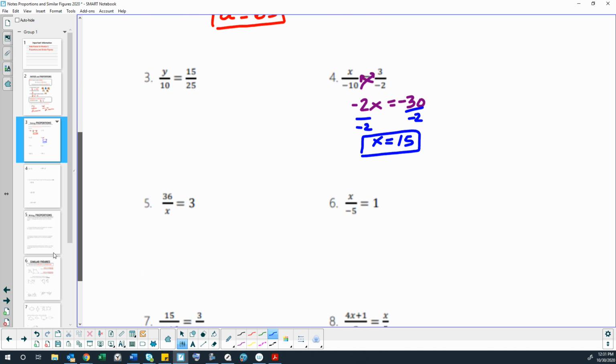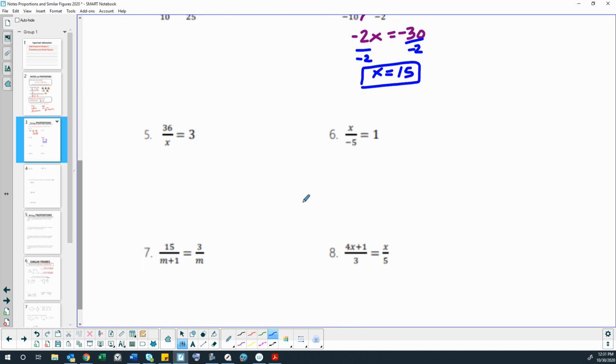All of these problems are very similar. Let's do one of these, though, that has a fraction on one side, but not a fraction on the other side. Maybe just number 5. So the first thing I like to do when I have a problem that has a fraction on one side, but no fraction on the other side, is to actually turn it into a fraction by putting it over 1. Then I can go ahead and do my cross multiplying.